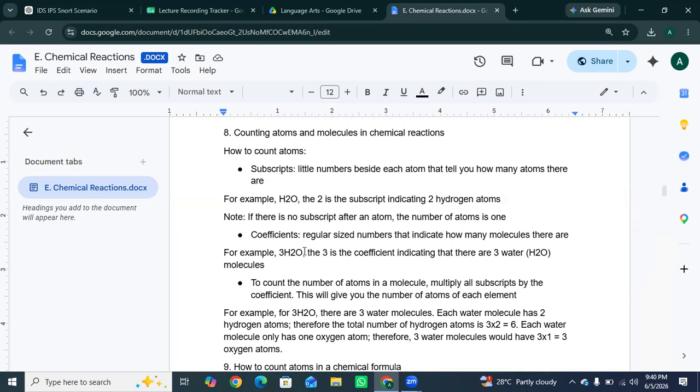To read a chemical formula, you need to understand two types of number, subscripts and coefficients. Subscripts sit to the bottom right of an atom and tell you exactly how many of that specific atom are in one molecule. For example, in H2O, the small 2 means that there are two hydrogen atoms. If there is no number, it automatically means 1.